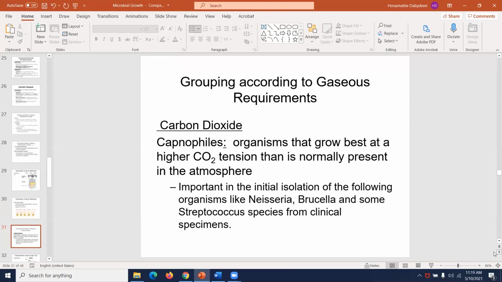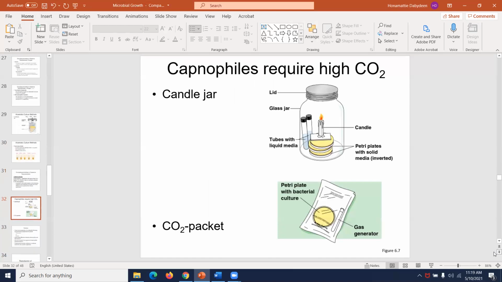Well, one of the ways we do it is to create conditions that are capnaic. The first one is capnaic and microaerophilic at the same time. And how do we do that? Here we have a jar again, and it has a lid that we can seal. We can put our plates that have been inoculated with our organisms and our tubes. But before we close the jar, we put a lighted candle in there.